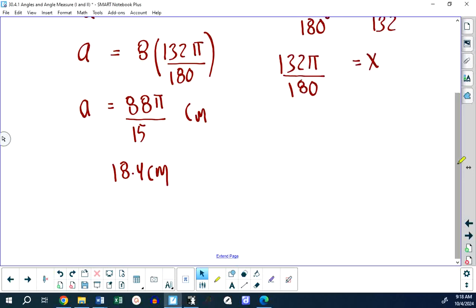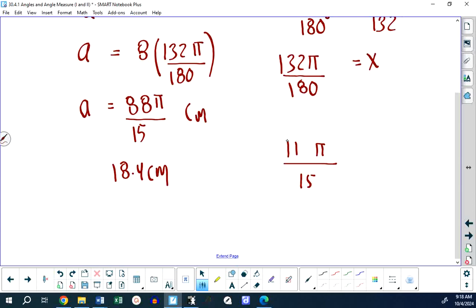Just for kicks, and this is the part that not everybody's going to get, can you simplify this angle for me? Like, what is 132 over 180? 11 over 15. This is 11 pi over 15. Whenever I have to write 11 beside pi, I always separate it because it just looks wrong to me.